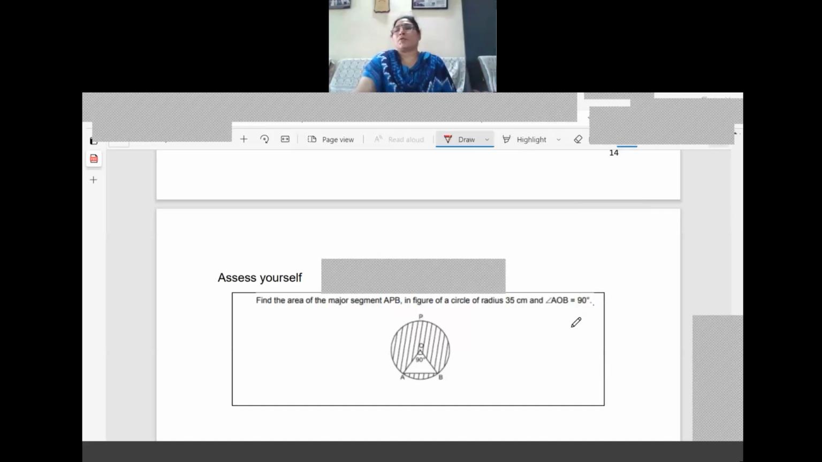I just unmuted all of you. I gave the question so you can go for it and tell me the answer. I'll read it once again. This time area of the major segment is asked, right? Area of the major segment APB in the circle of radius 35 centimeter and angle AOB equal to 90 degree. You can try now.